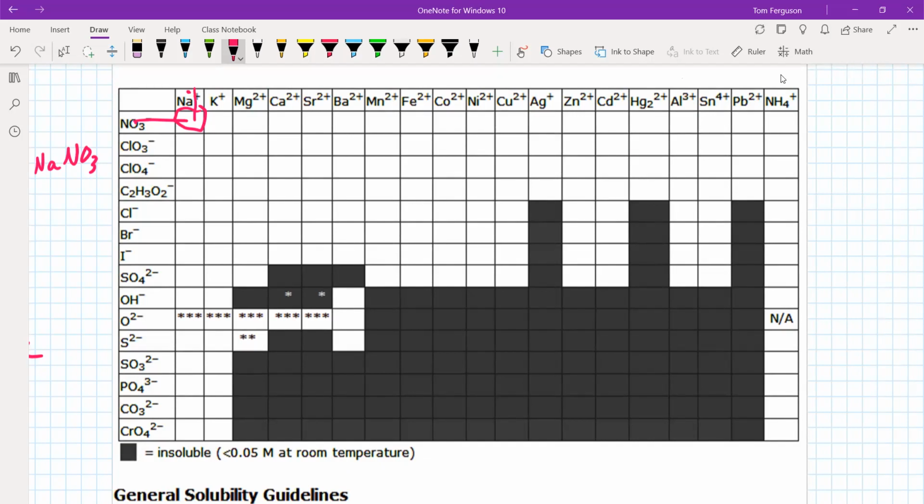Let's take sodium chloride. Fingers again. Okay. We go sodium chloride. It's white again. So when you take salt, table salt, and put it in a little bit of water, does it stay a solid?